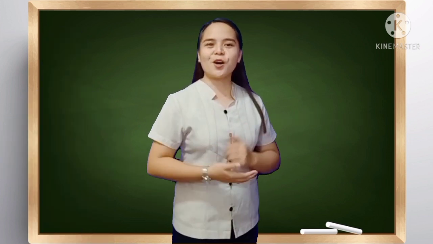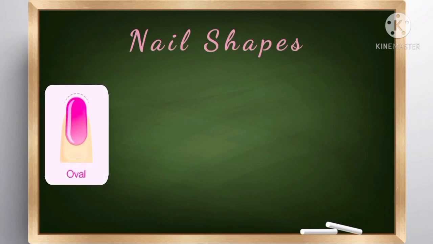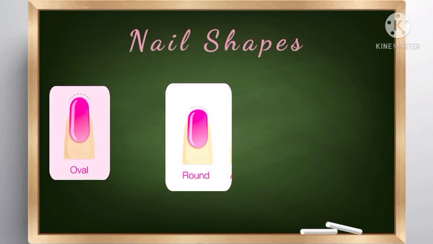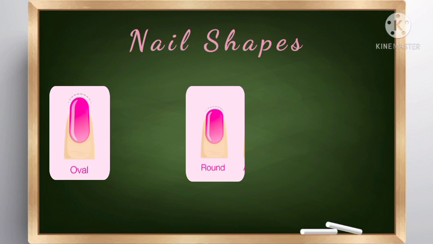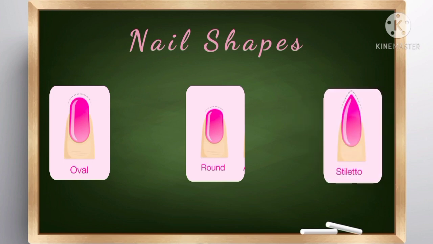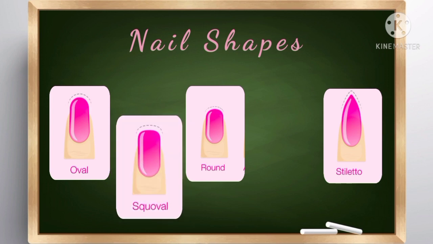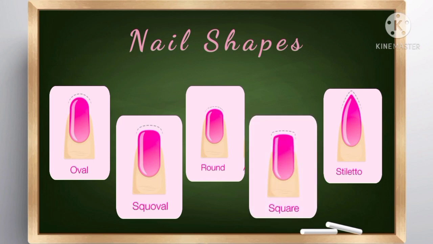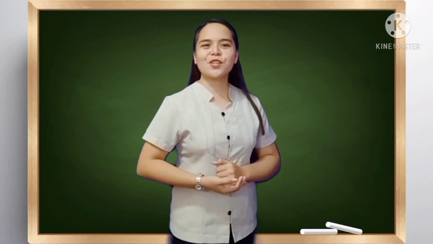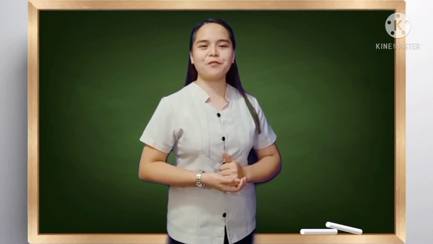Okay, so those are the different shapes of nail. Number 1, oval nail. 2, round nail. 3, stiletto or pointed nail. 4, squoval nail. And the fifth one is the square nail.